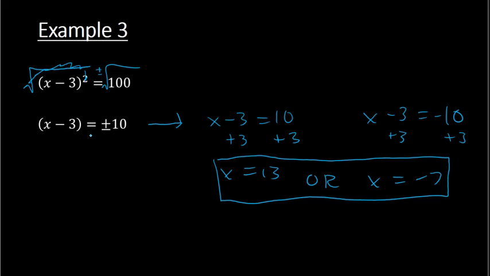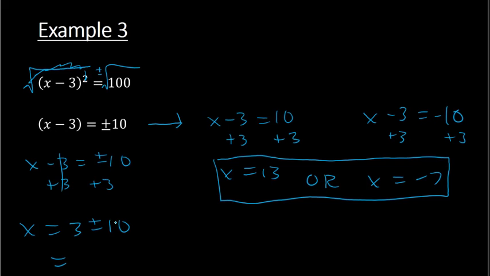If you wanted, you could keep the plus or minus in here at the same time. So I have x minus 3 equals plus or minus 10. And then to solve, I add 3 to both sides. So now I have x equals, here we have 3 plus or minus 10. Once you get to here, just don't forget to finish it off.